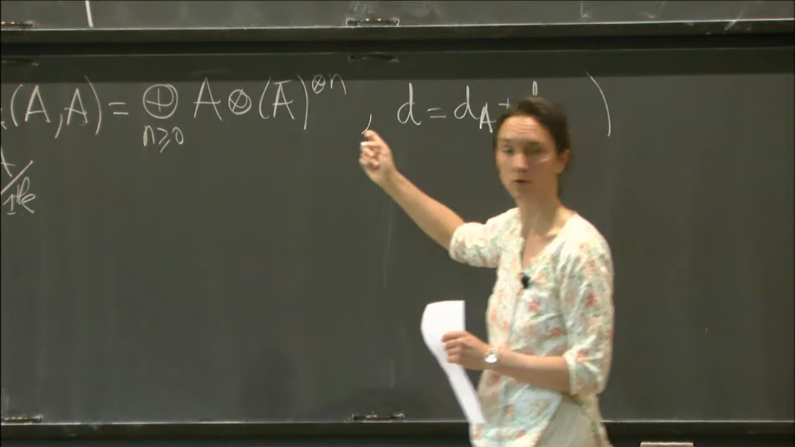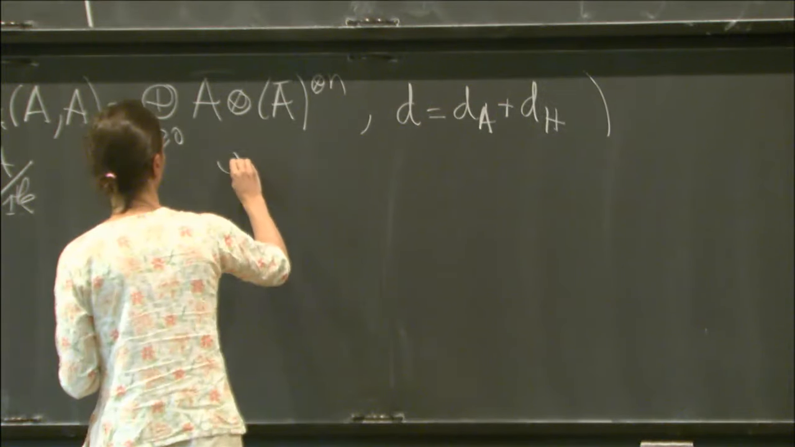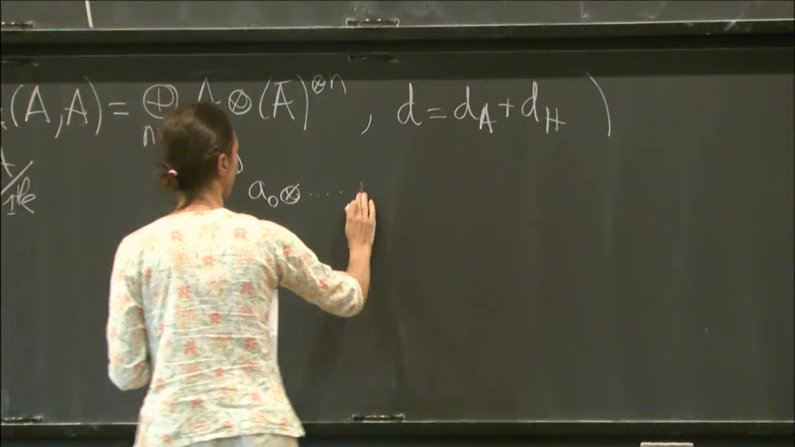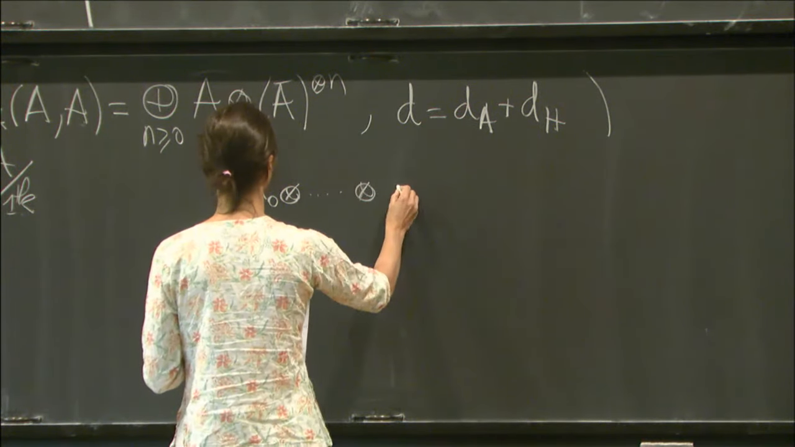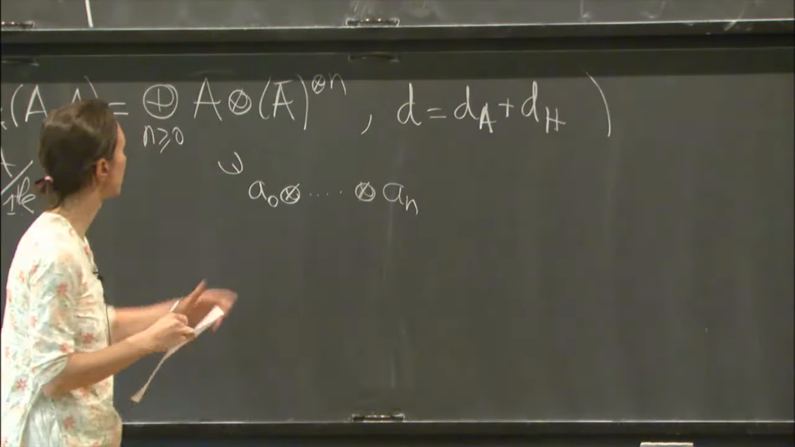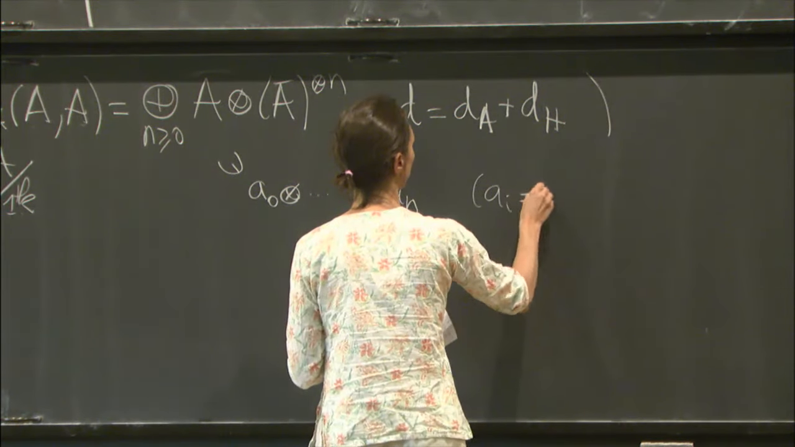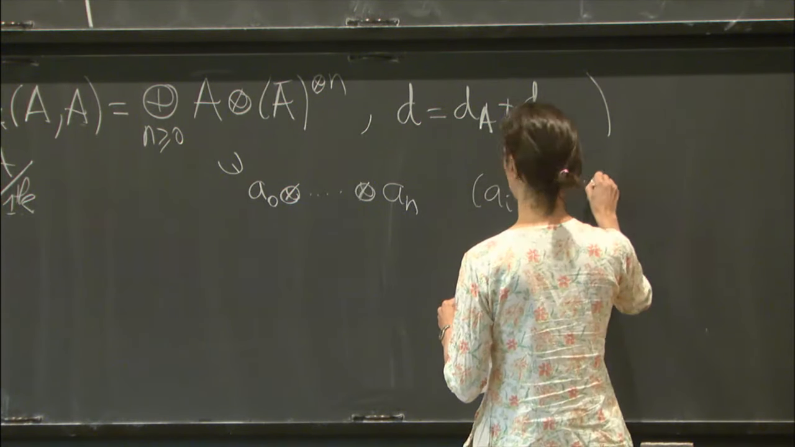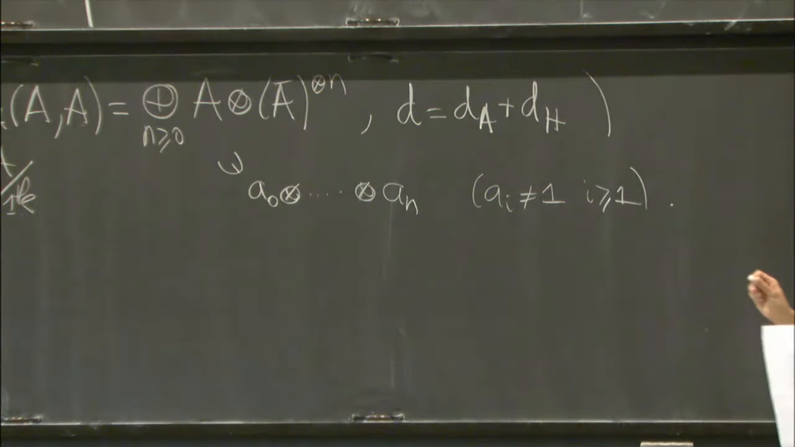Okay? So what do elements look like? An element in here is something like this: a sum of things like A0 tensor, but the generators are like this: A0 tensor AN. And because I killed the unit, I can write it as AI is not 1 for I bigger or equal to 1. Okay, that's what you should think of.